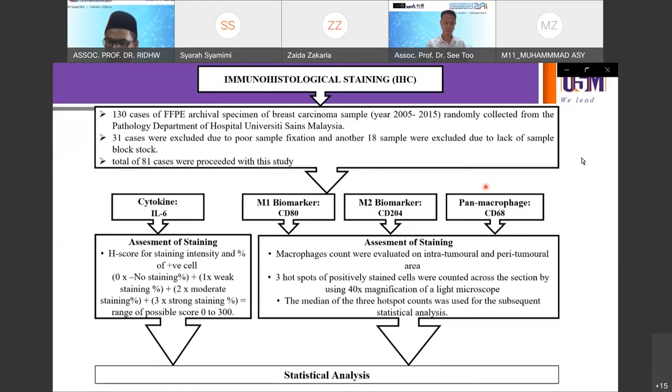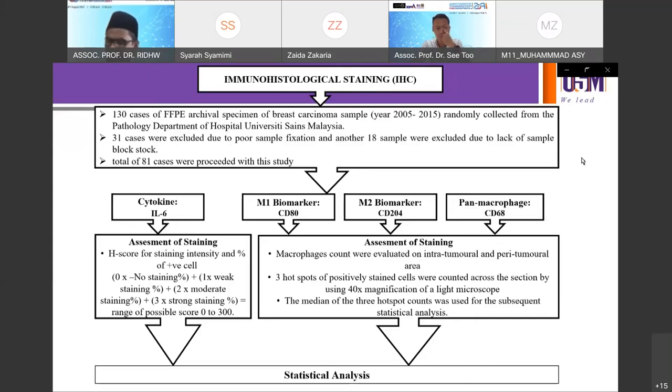Each slide of IHC staining was assessed depending on the biomarker. For IL-6 cytokine, we used the H-score method, in which the overall staining was divided by percentage into no staining, weak staining, moderate staining, and strong staining, then the score was calculated using the formula shown in this figure. Meanwhile, for the CD80, CD204, and CD68 biomarkers, the macrophage count was evaluated in the intra and peritumoral area. Macrophage density was assessed in the three most vascular areas or hotspots following a brief scan of the entire slide. Three hotspots of positively stained cells were counted across the section using an eyepiece-mounted 25-point Chalkley array reticle. The median of the three Chalkley counts was used for the subsequent statistical analysis.